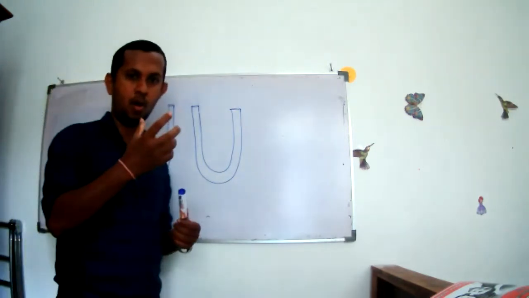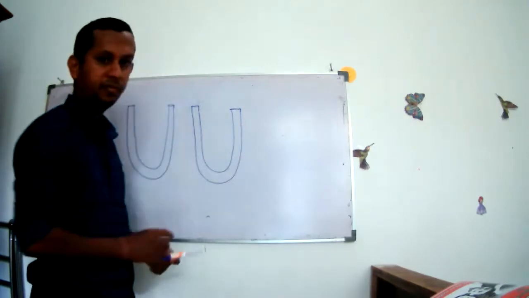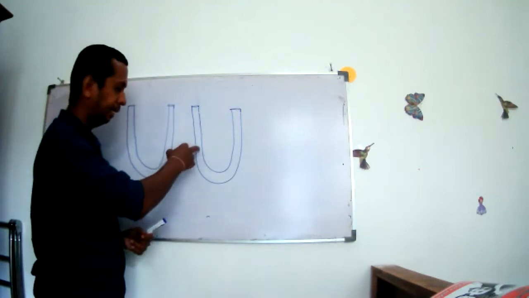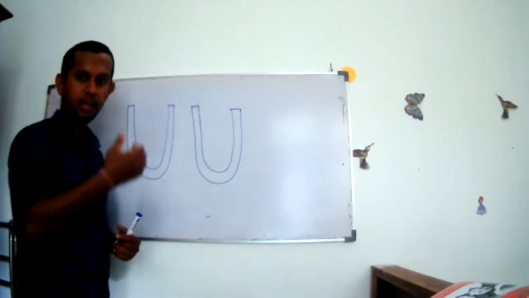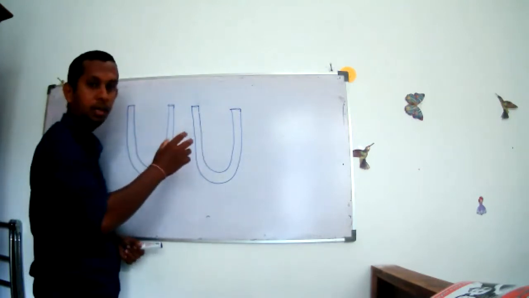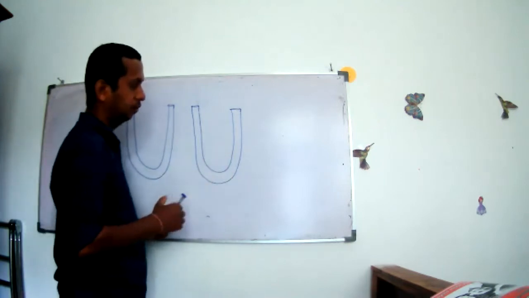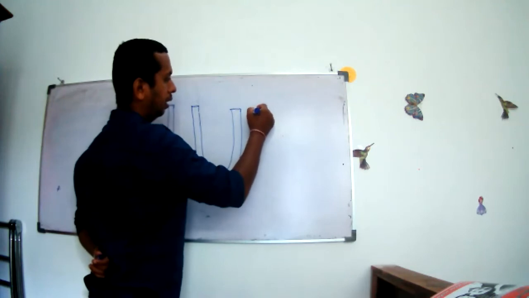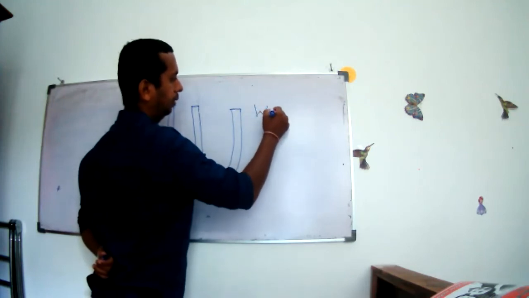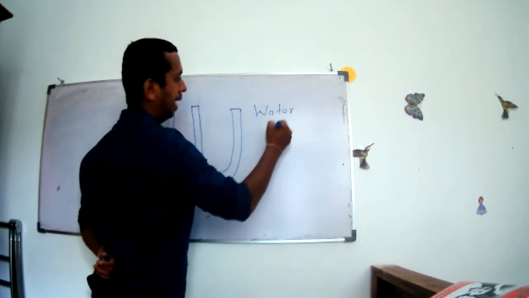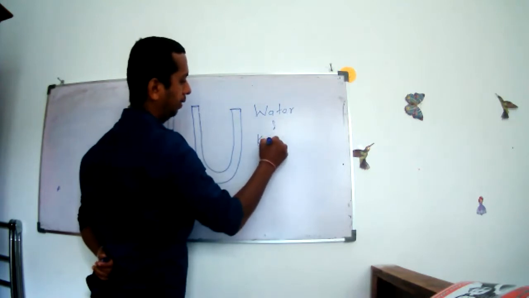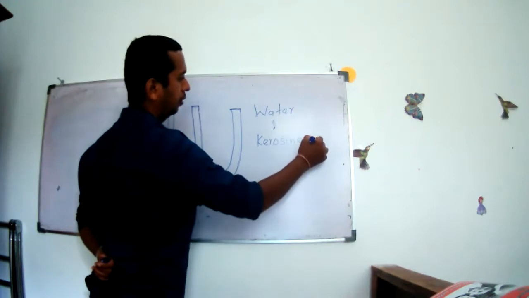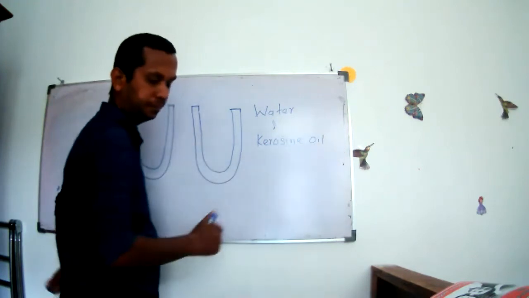I am going to pour a liquid to one side of the column. Now you know, there is no liquid already contained in the U-tube at the initial moment. Now I am going to pour a kind of liquid. Let us assume I want to compare the densities of water and kerosene oil.